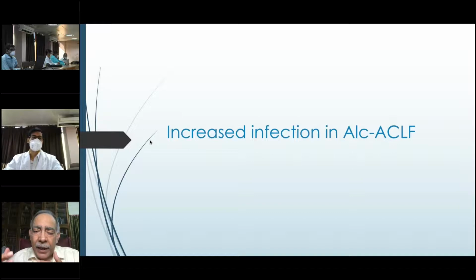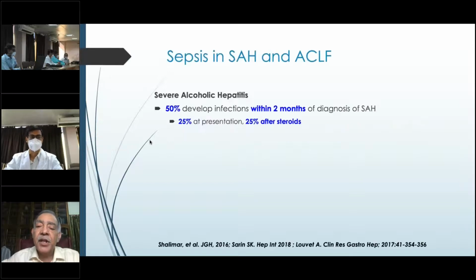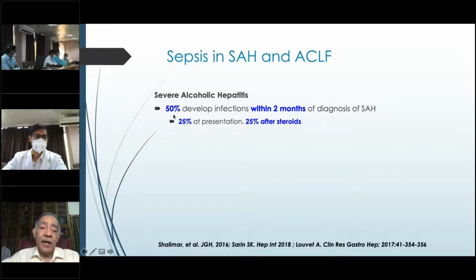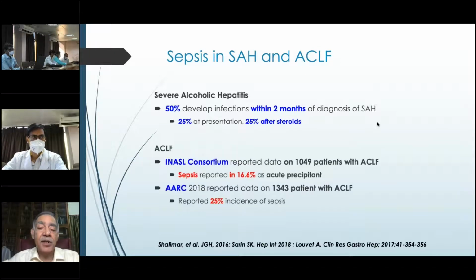Now, coming to the major thing that we'll be discussing in our CGR, I spoke about an increased risk of infections in alcoholic acute or chronic liver failure. And generally in severe alcoholic hepatitis, over a period of 2 months from diagnosis, almost half will develop infections: 25% at presentation, 25% after starting steroids.